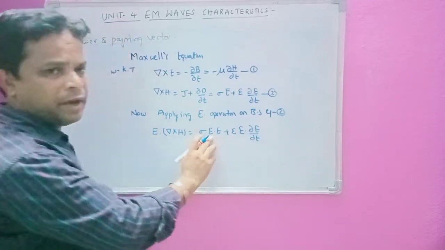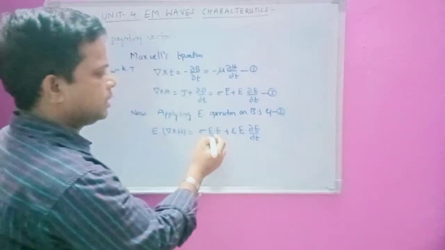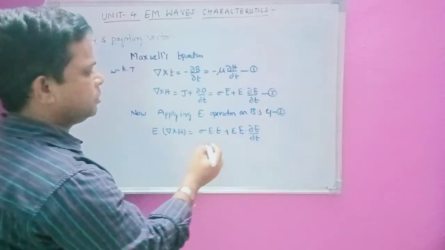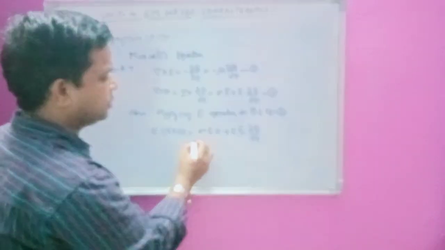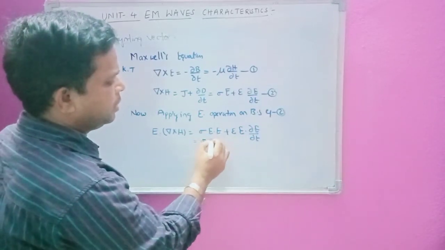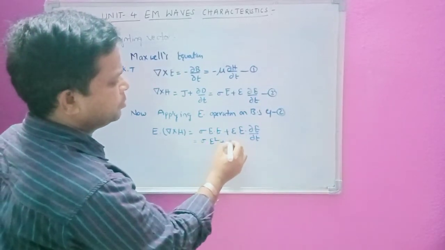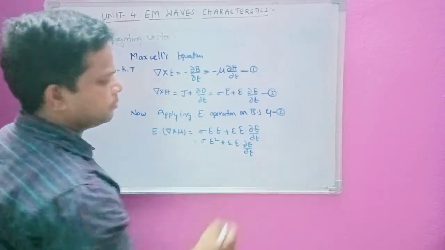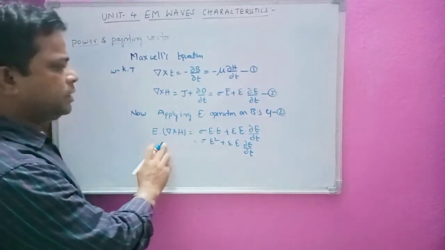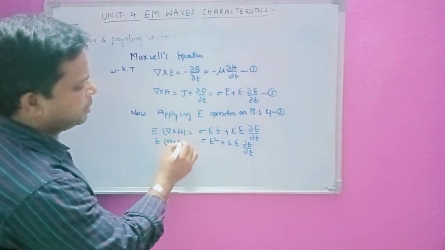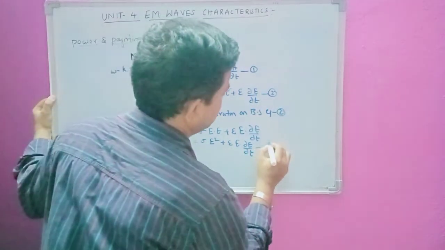Now I will take the magnitudes of this. If these are vectors, I am applying a vector here. If we take the magnitudes, or you can say components, I will get sigma E square plus epsilon E dot dou E by dou T. Let us call this equation number 3.